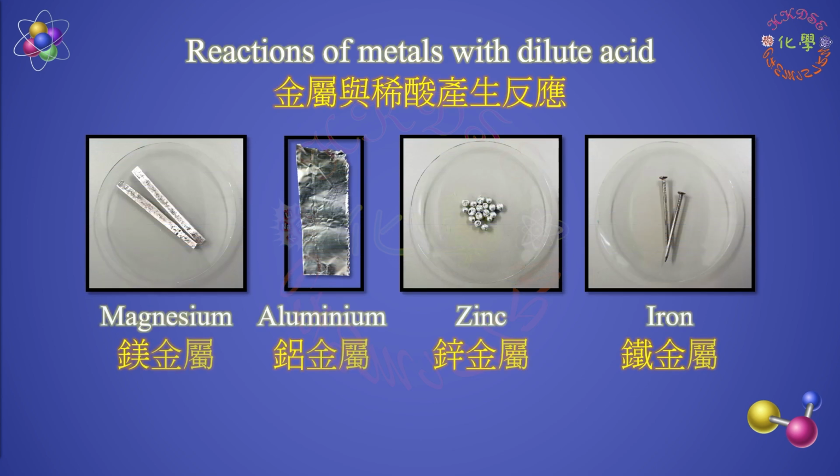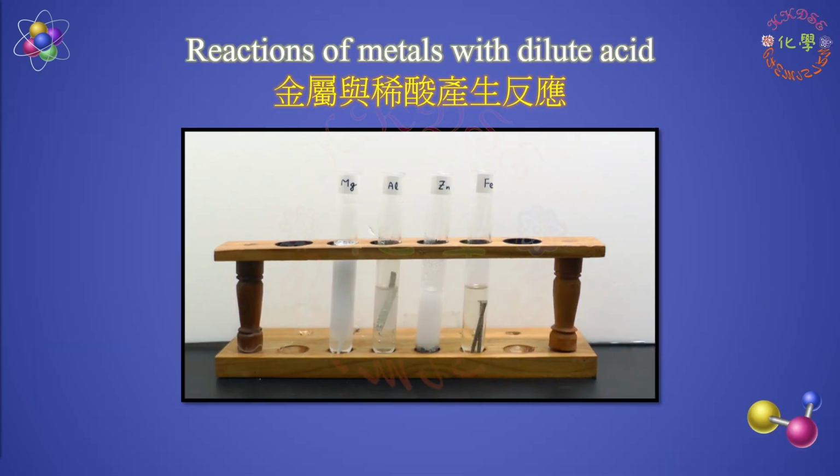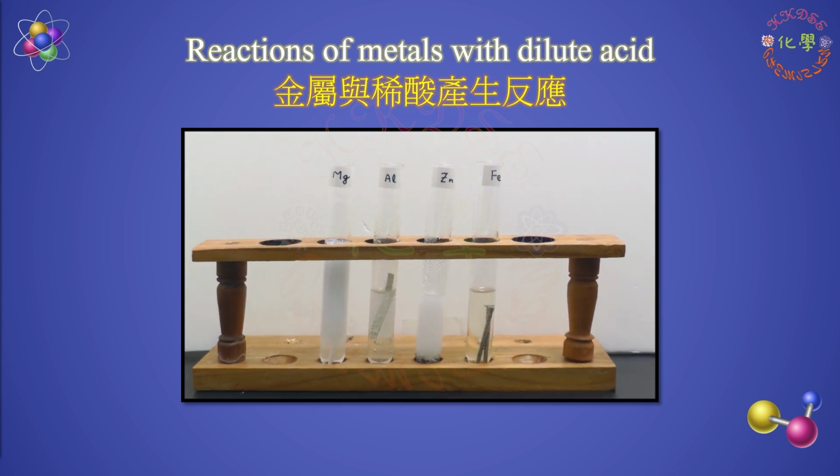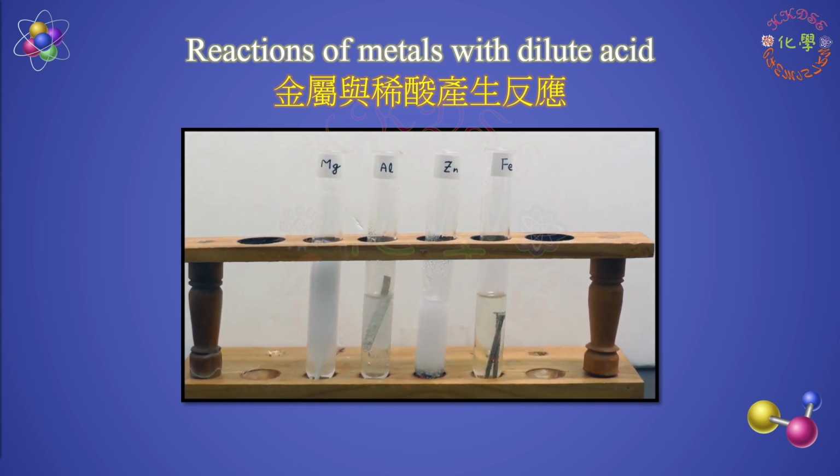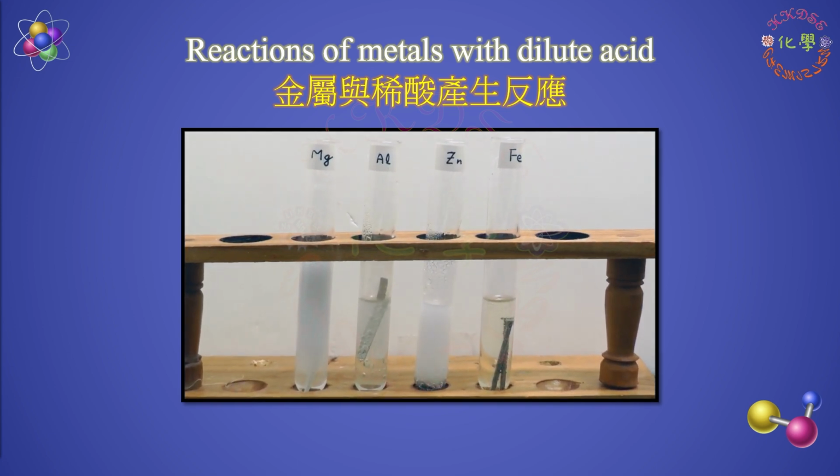If the experiment is repeated with dilute hydrochloric acid, add a small amount of magnesium, aluminium, zinc, and iron samples into the test tube, and add dilute hydrochloric acid to each test tube. Magnesium dissolves in acid and produces a violent reaction. Aluminium and zinc slowly dissolve, and will only react steadily with acid.